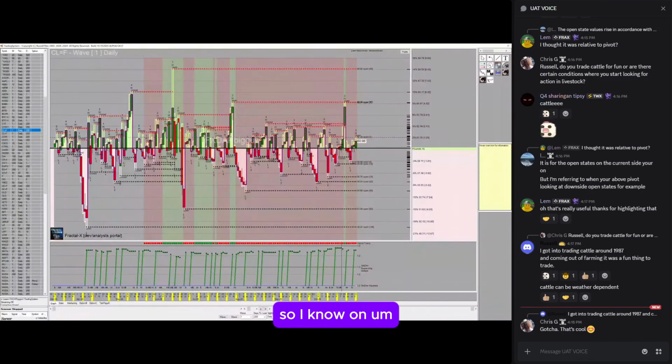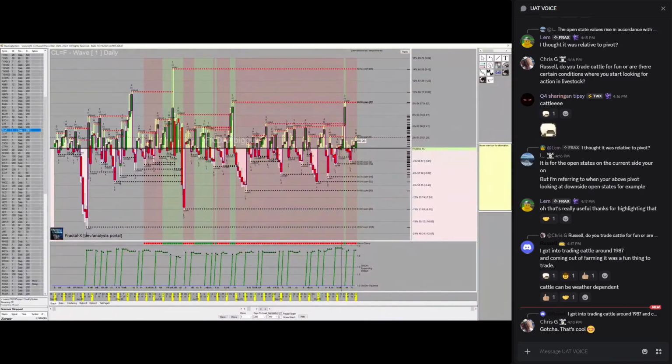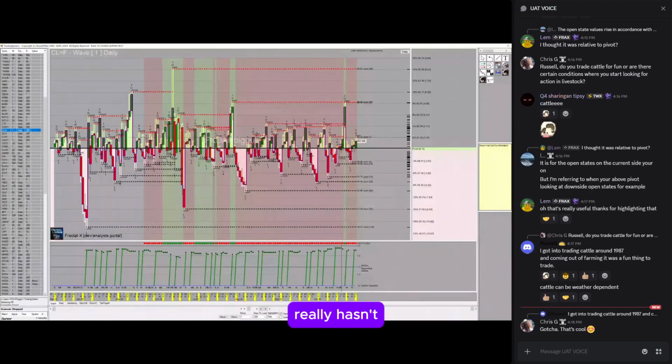I know on ConocoPhillips, if that could have broken out, we could have seen some higher open interest, but so far on the long side it's really languished. It really hasn't done anything. But I was checking oil futures, and it looked like it was starting to get some long side coming in. Let me see.